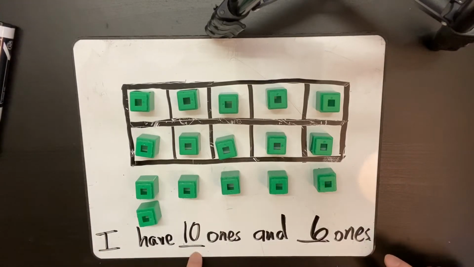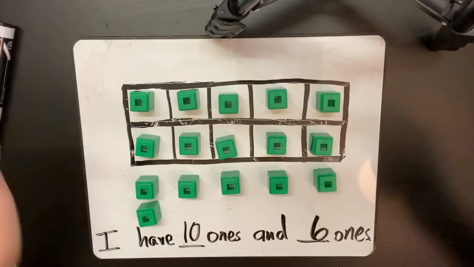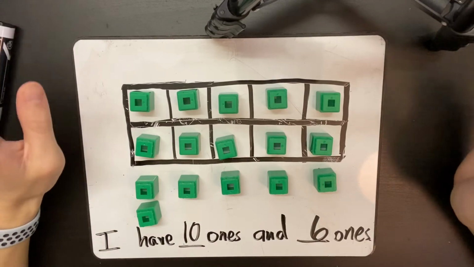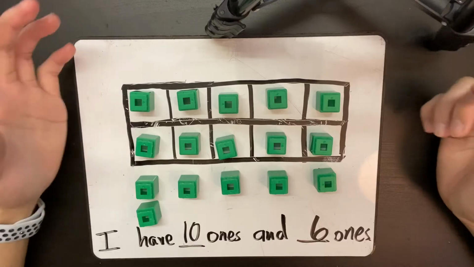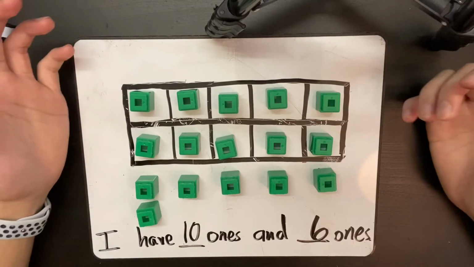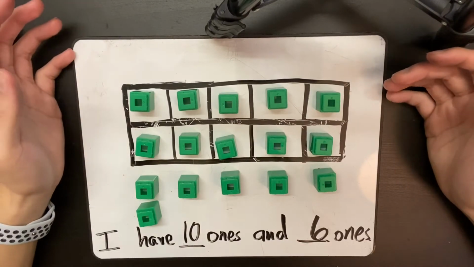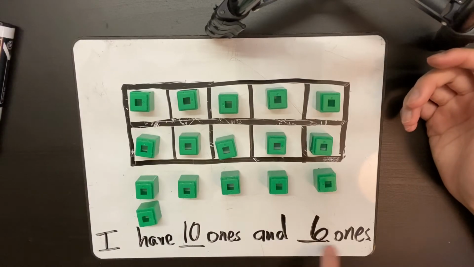Yeah. So I have 10 ones and 6 ones. And oh my gosh, some of you I can already hear you saying, Mr. Huang, that's the number 16. That's so true. But we could say 16 is 10 ones and 6 ones.